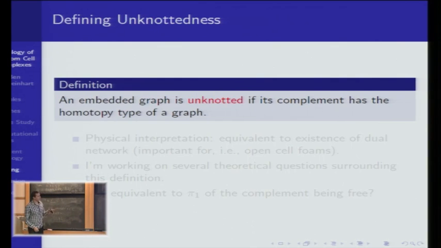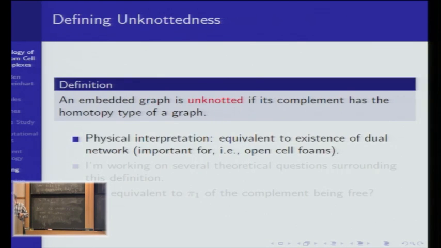I can't recall the example off the top of my head, but a couple of weeks ago I was looking at an example where it's unknotted, but every shortest cycle is knotted, or something like that. I need to think about that a little more. This is where I'm just starting to work on this. So the homotopy type of the graph, is that just a wedge of circles? Yeah.